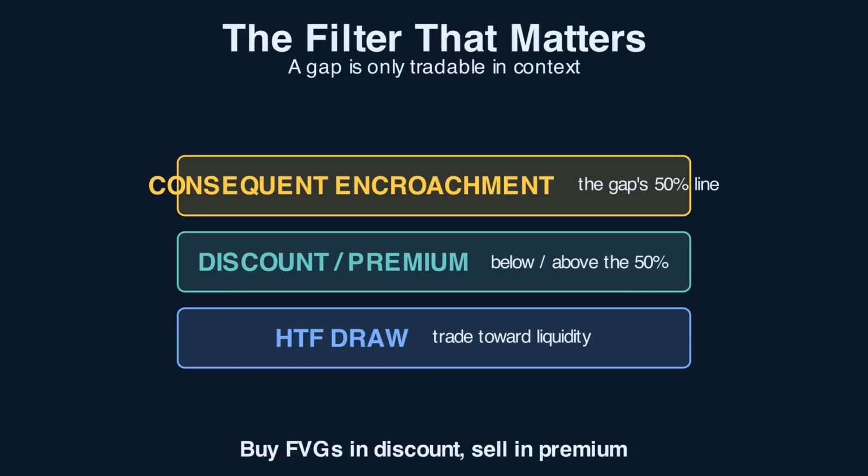First, it must align with your higher time frame draw on liquidity, the direction price is actually reaching. Second, it must sit on the correct side of the dealing range. You buy fair value gaps in discount below the 50% equilibrium, and you sell them in premium above it. Buying a bullish gap that's already in premium is buying retail. And third, mark the consequent encroachment, the exact 50% midpoint of the gap. That CE is your precision line, the level the algorithm respects to the tick.